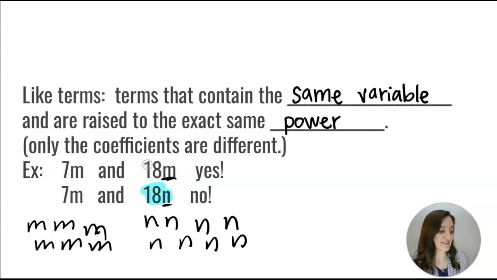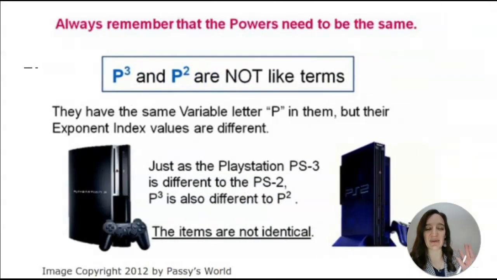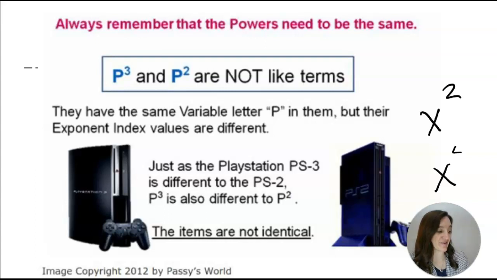Now, I'm going to clear this and let's talk about powers. 7m squared and 18m. Now we're going to have to say no. Those are not the same because one is raised to the second power and one is not raised at all. It's just m. So those are no longer like terms. Here's another way to think about that exponent part of it. If you have a PS3 and a PS2, there's a big difference, isn't there? And it's the same with terms. If we have an x squared and an x to the fourth power, those are not the same. If we have an m and an m squared, those are not the same.